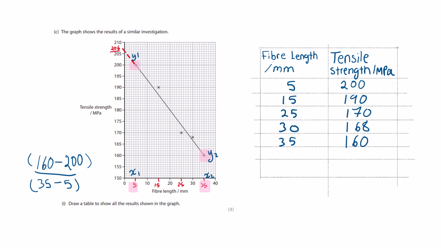The graph shows the results of a similar investigation. Draw a table to show all the results in the graph. This is a 3-mark question, and these 3 marks are very easy to get. On my y-axis, I have the tensile strength in MPa, and on the x-axis the fiber length in millimeters. I'm going to draw a table using pencil, and then write down the titles using pen. The titles are in pen, and the table itself is in pencil. Make sure you use a ruler as well.